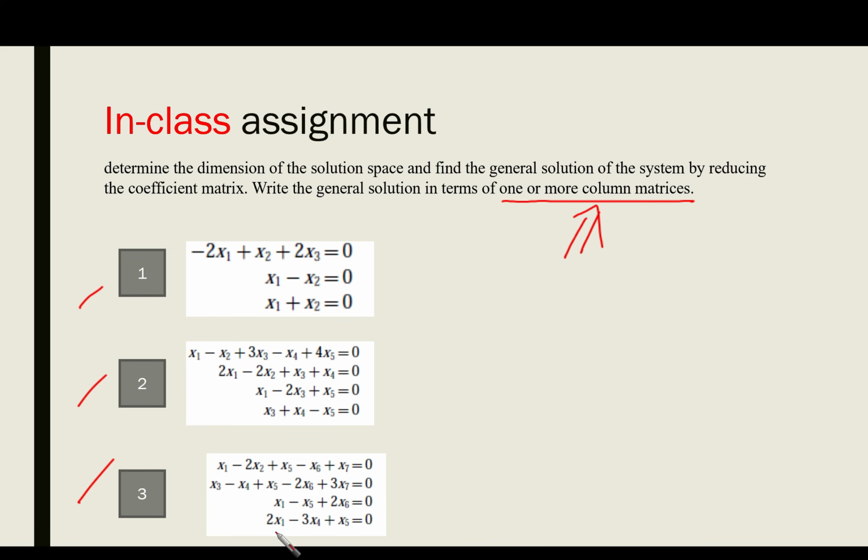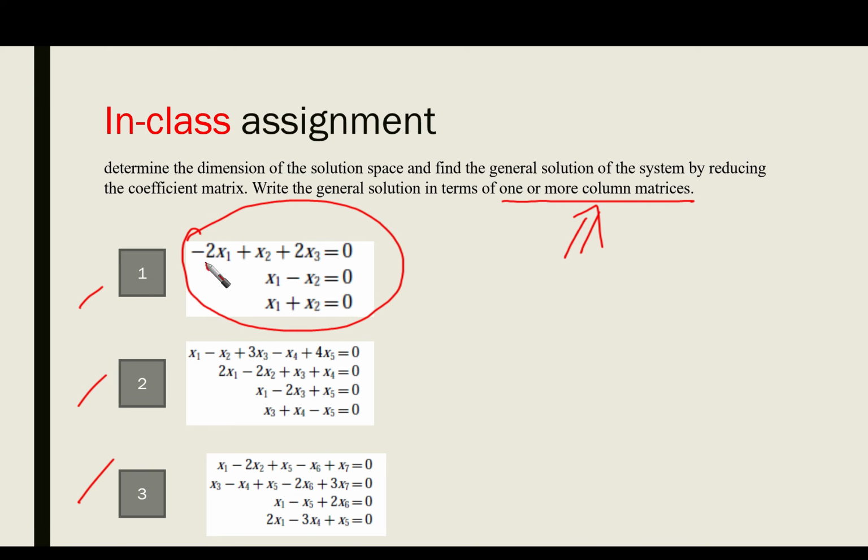Now you can look at these systems, stop the video, and start to work it out by yourself. Okay? Work it out by yourself without looking at the solution that I'm going to show you in the next slide. Okay. Now welcome back. After solving this assignment, let's take the first one, the first system.